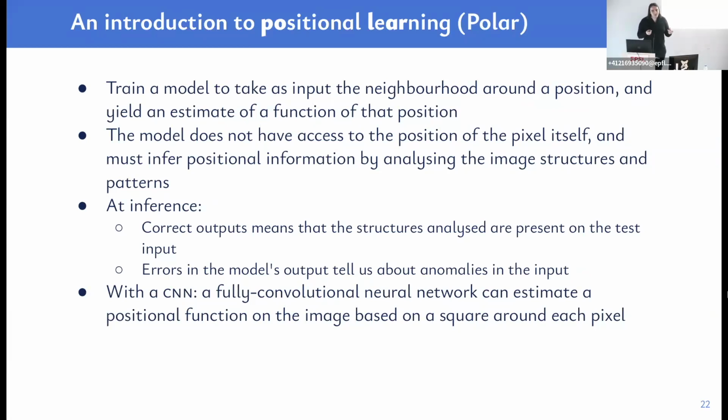Because the model does not know the position, it needs to infer it from structures and patterns present in the image that can lead to the required positional information. Which means that at inference, if your network gives the correct output, it means that the structures on which it learned to detect the positional information are actually present in the image you are testing. If there are errors in the model's output, it can tell you about anomalies in the input, or that the structures are not present at all in the image. Of course, this can be explained much more simply with a convolutional network, because here you don't have to worry about using a neighborhood of the pixel. This is what convolutional networks will naturally do. So basically, you train a CNN, a fully convolutional one, with no pooling, no downsampling, no upsampling, to estimate a positional function on each pixel of the image.